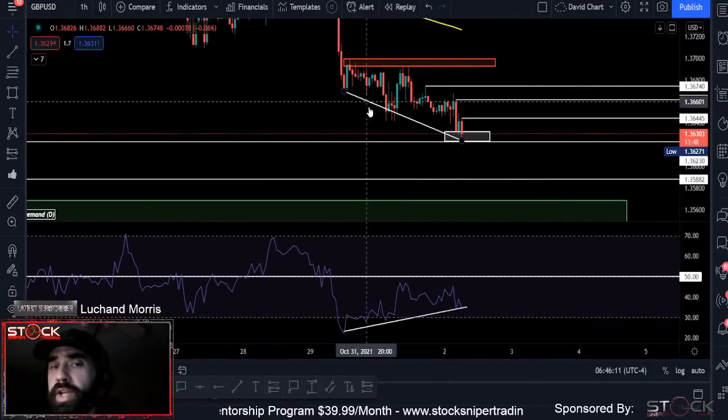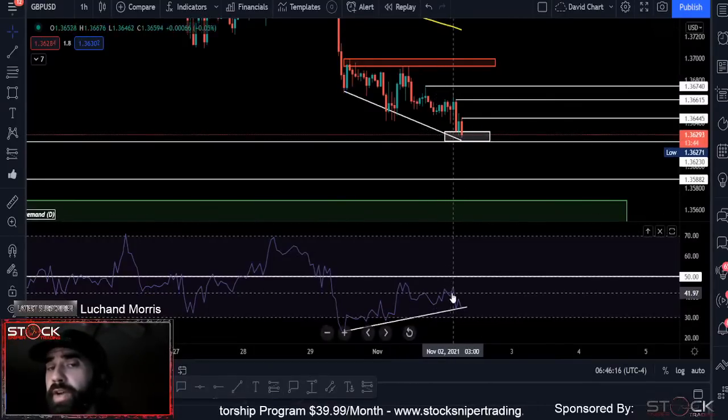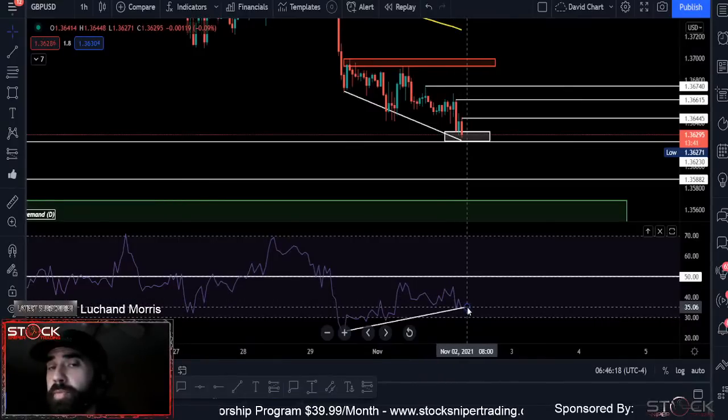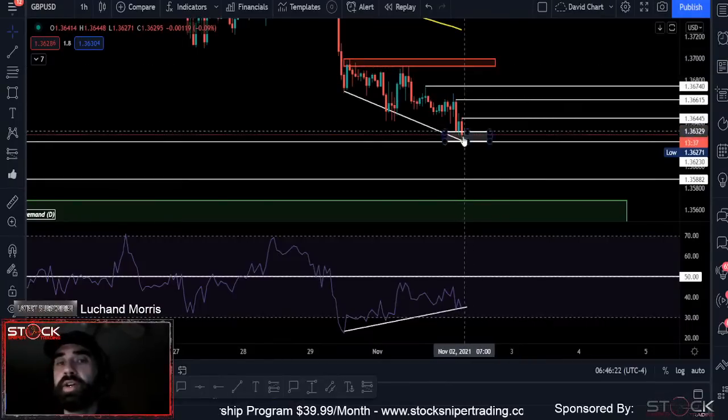Okay, so that's why I put it as neutral, because it might not be right now, but eventually we can wait and see if this is going to start to form maybe a little bit of reversal to start to catch up and maybe test this overall supply area. All right.